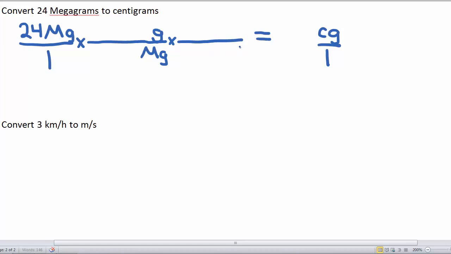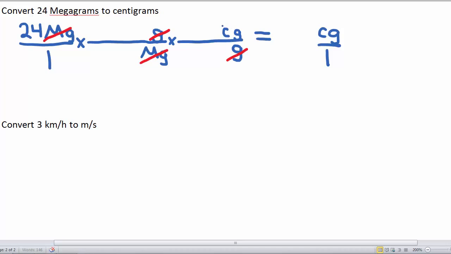So now I need to get rid of this grams up here. So I'll put it down on the bottom, and they'll cancel. And I'm going to introduce my second prefix, centigrams. Now if you look at the units I have here, you can see some stuff is going to cancel out nicely. Megagrams cancels with megagrams.